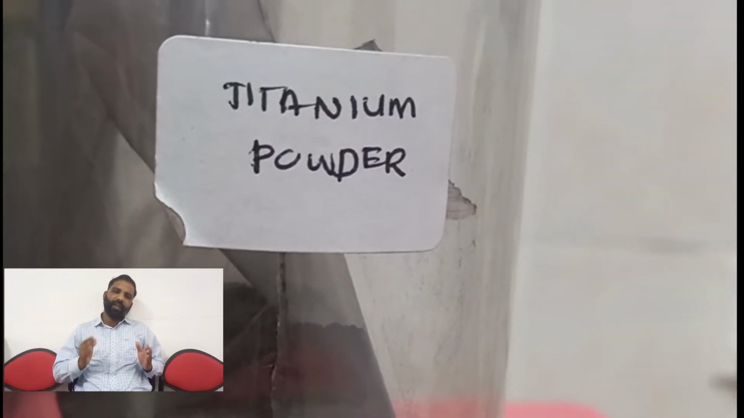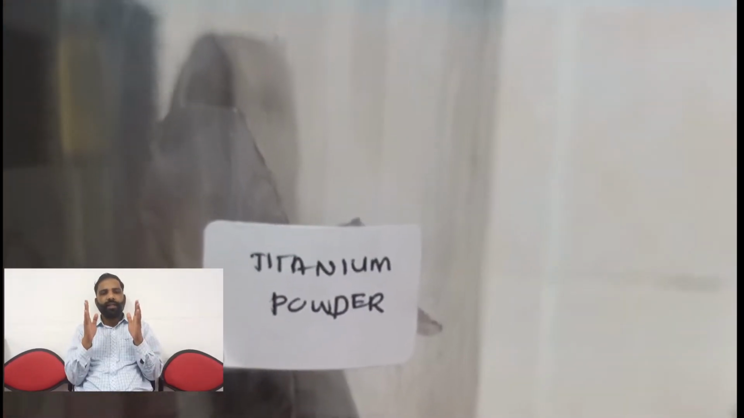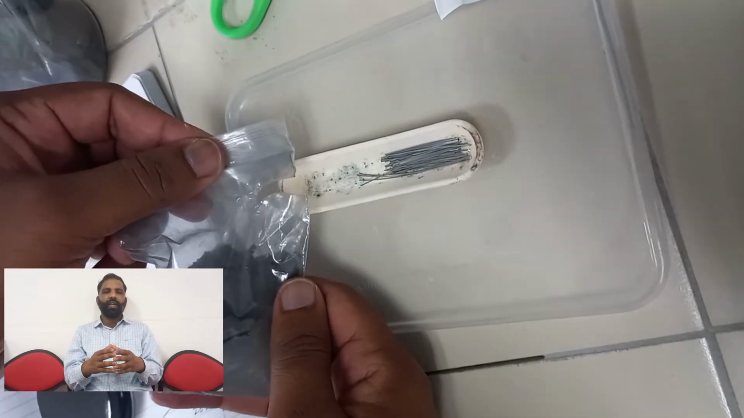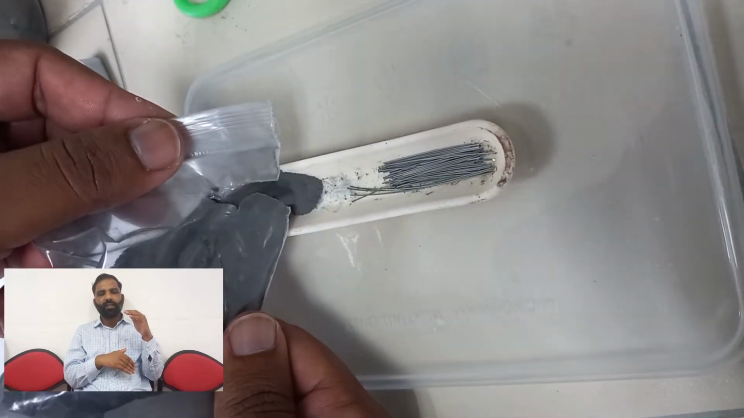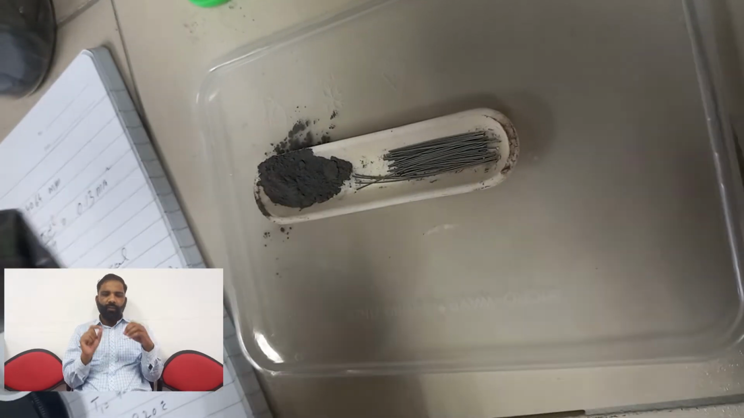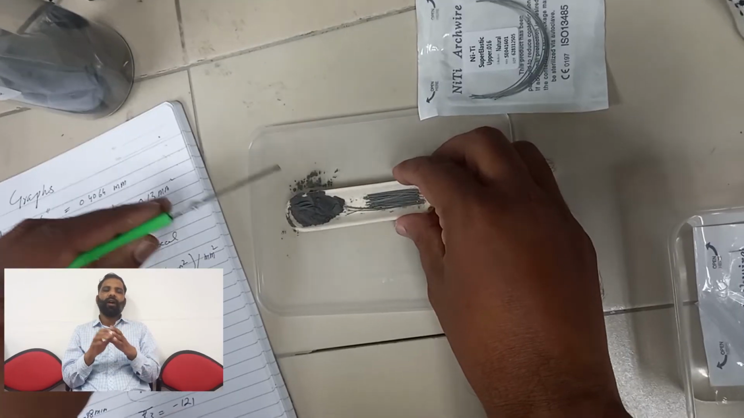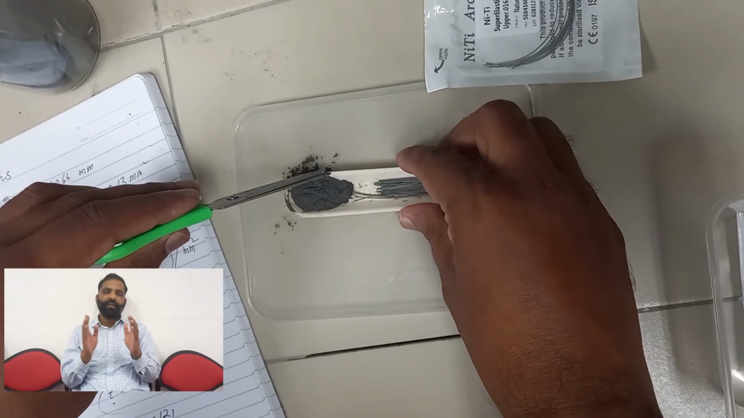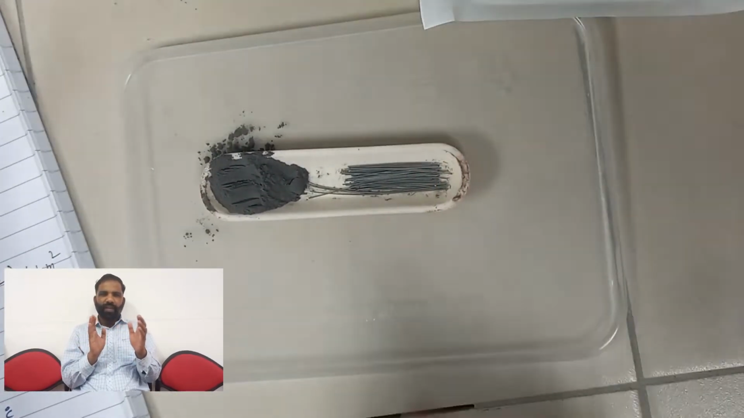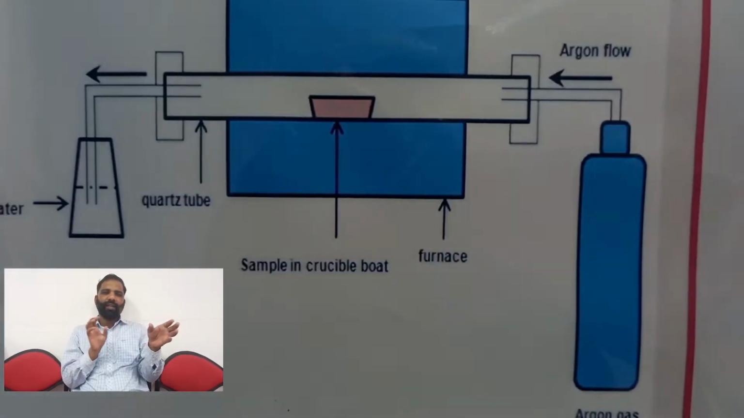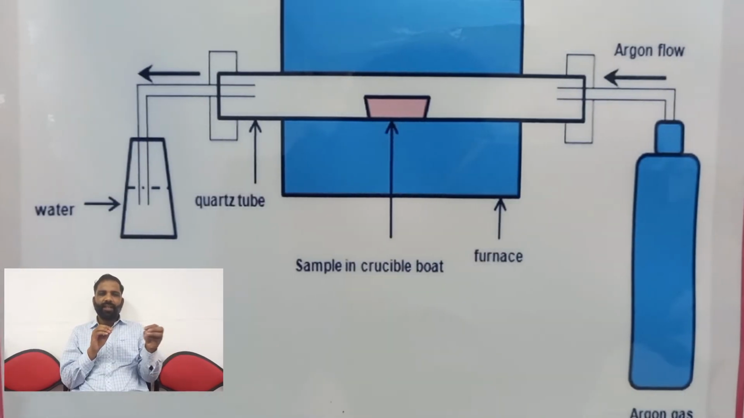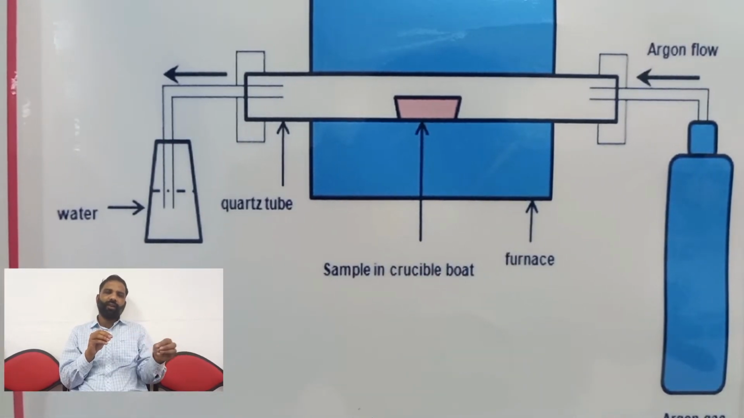Here I want to mention why we use the titanium powder. There is a specific reason, because when at such a high temperature we put the nickel titanium arch wires in the argon furnace, there is definitely some leakage, some entrance of oxygen into the argon furnace, which produces a titanium oxide layer on the nickel titanium arch wires. So to avoid this layer, we use the titanium powder.